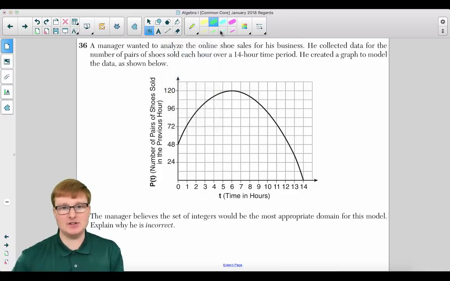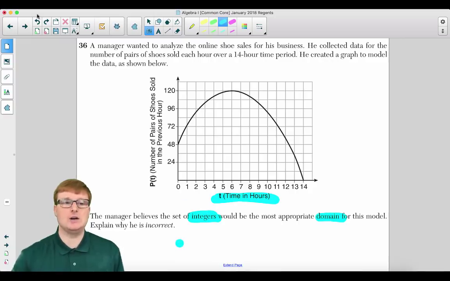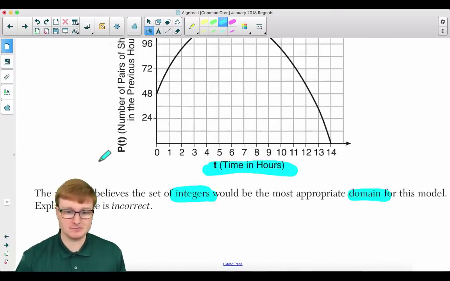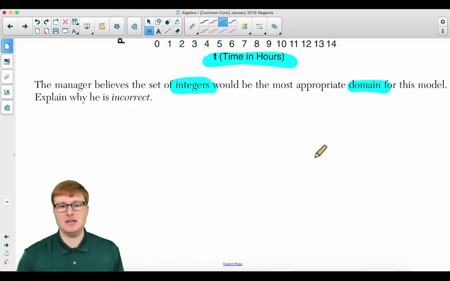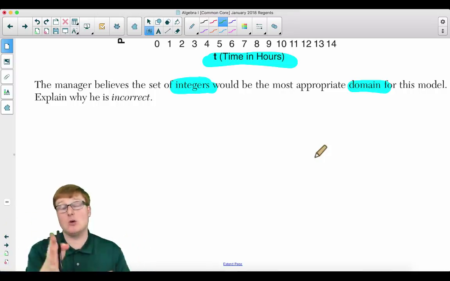Keep in mind that the domain are your x values, in this case time, t in hours, and he's saying that integers would be most appropriate to use. Why would that be inappropriate to use? They're saying explain why he is incorrect. He is incorrect, but why is that true? Well, let's take a look. Integers are essentially all the positive whole numbers, and they are all of the negative whole numbers, and 0, of course.